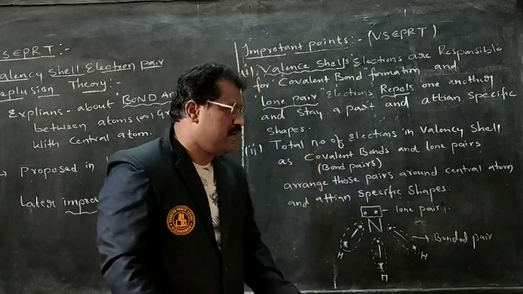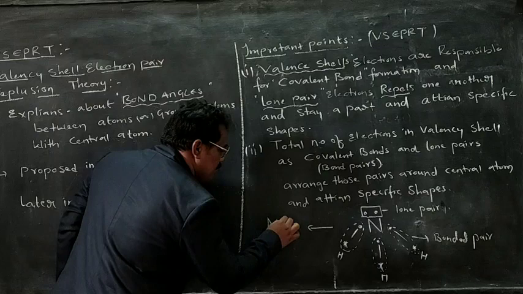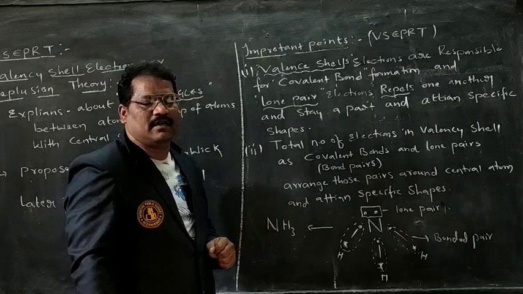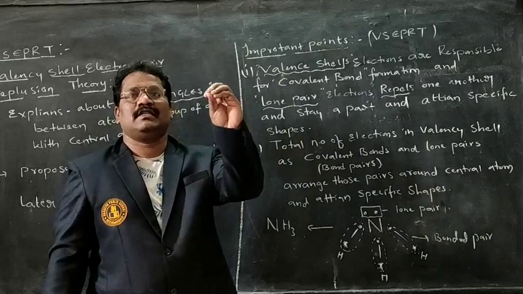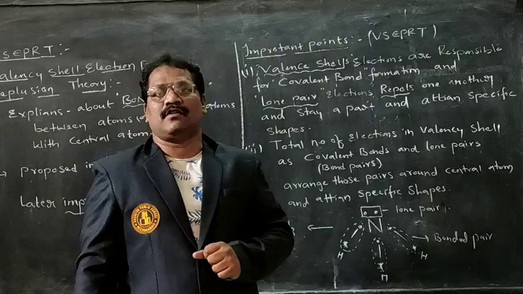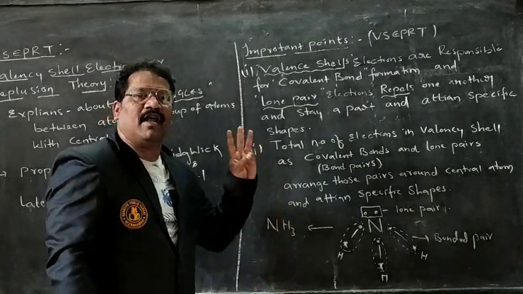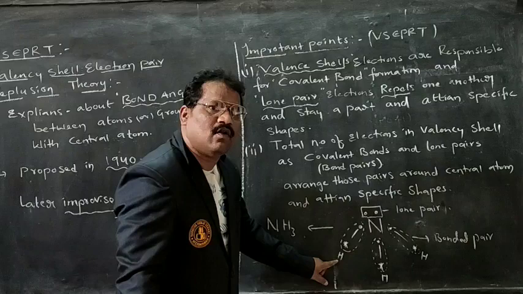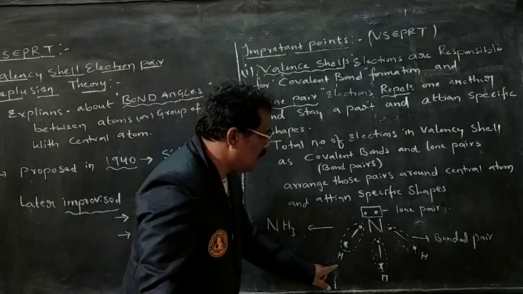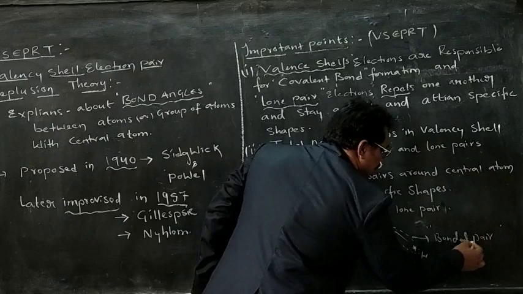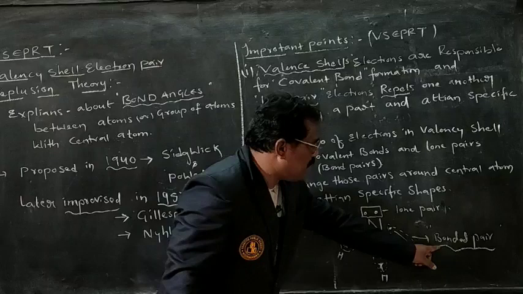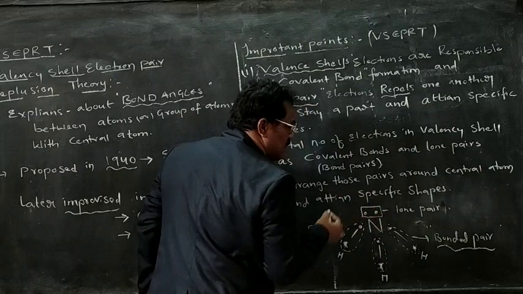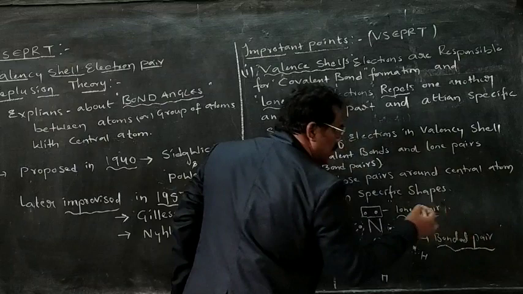Let me come to the example here. I have drawn a molecule called ammonia. In the electronic configuration of nitrogen, 1s2, 2s2, 2p3, the valence shell consists of 5 electrons. Within that, the 2s2 shell has a paired electron. That paired electron is called the lone pair here. The remaining 3 electrons, px, py, pz, are unpaired electrons. They overlap with hydrogen atoms, each hydrogen contributing an electron, forming three covalent bonds. These three covalent bonds are called bond pairs. This electron pair is called a lone pair, and this electron pair is called a bonded pair.